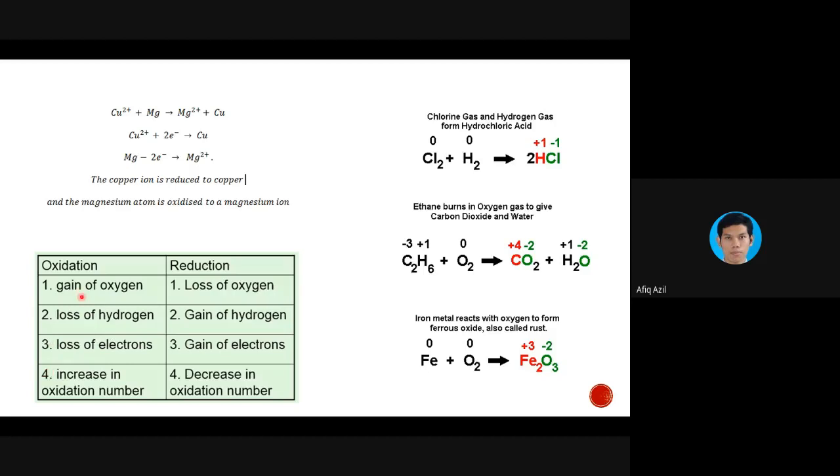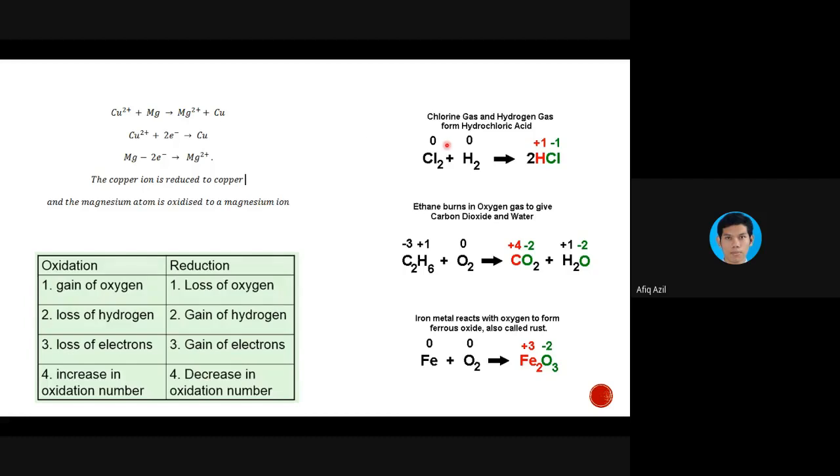This one does not contain any oxygen or hydrogen, so you cannot identify it by referring to number 1 and number 2. While for reduction, it will either lose oxygen, gain hydrogen, gain electrons, and also decrease in oxidation number, which is true for this copper. So it gains electrons. So copper 2 plus plus 2 electrons, forming this copper metal. Okay, and also a decrease in the oxidation number, from 2 to 0. So it decreases in the oxidation number.